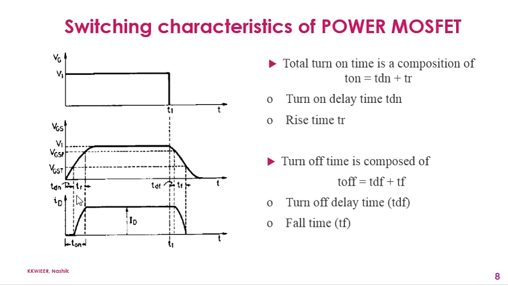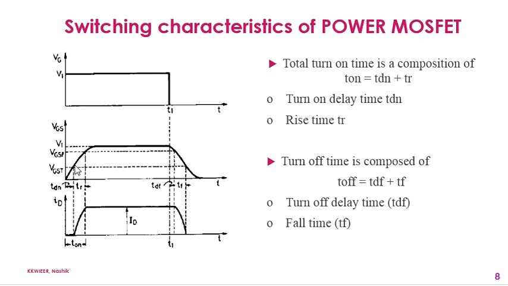Now we will see in this diagram, there is an initial delay TDN during which the input capacitance charges to the gate threshold voltage VGST. So this duration, from 0 to VGST, is known as the turn on delay time, that is TDN.